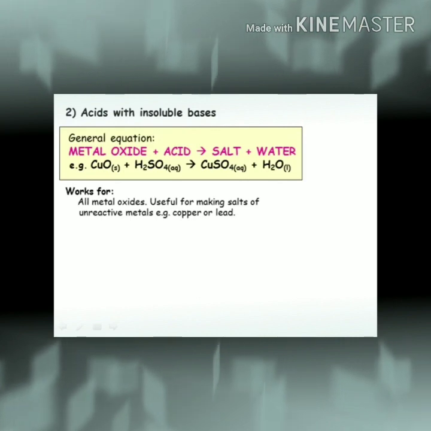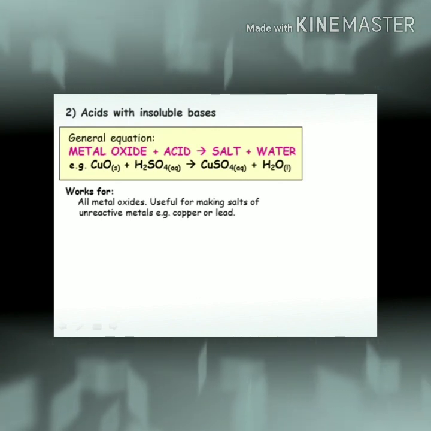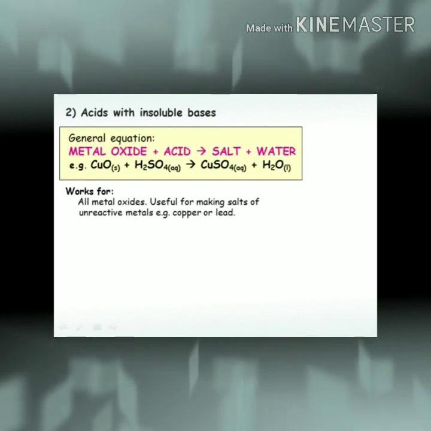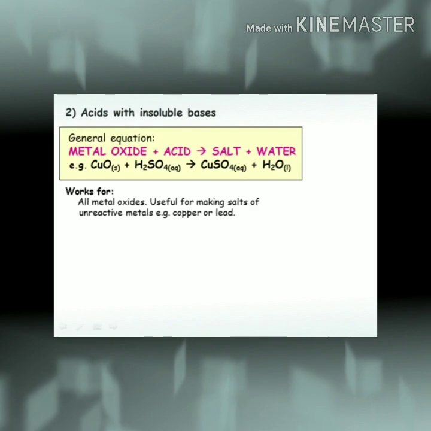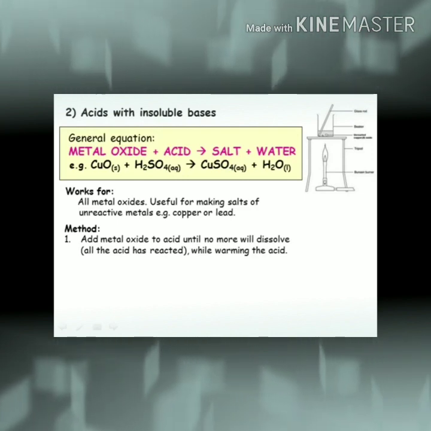Now let us have a look at the acid with the insoluble bases. The general equation you can see over here: metal oxide reacts with acid to form salt and water. Here is the example: copper oxide reacts with sulfuric acid to give copper sulfate and water.